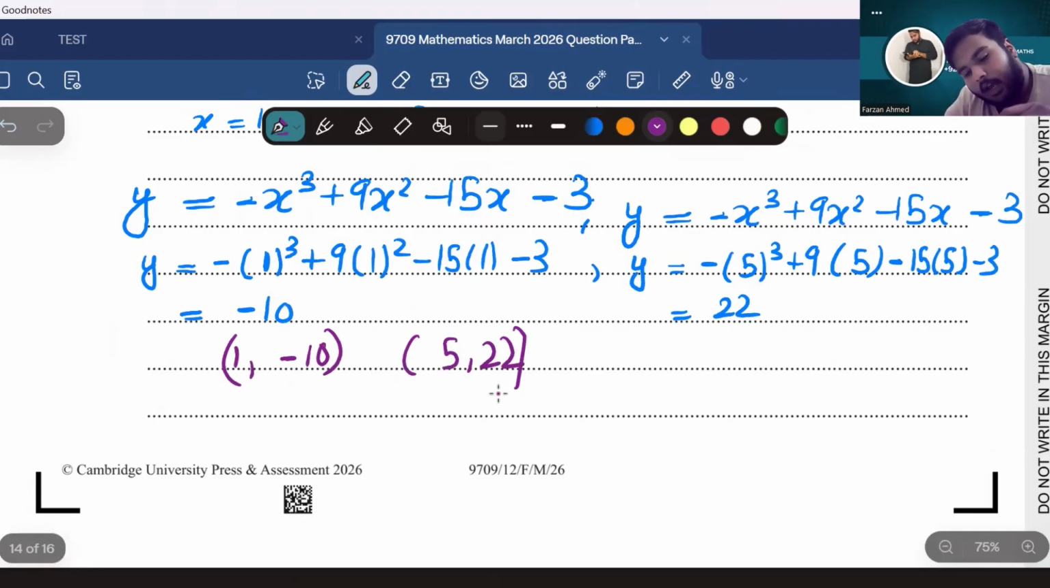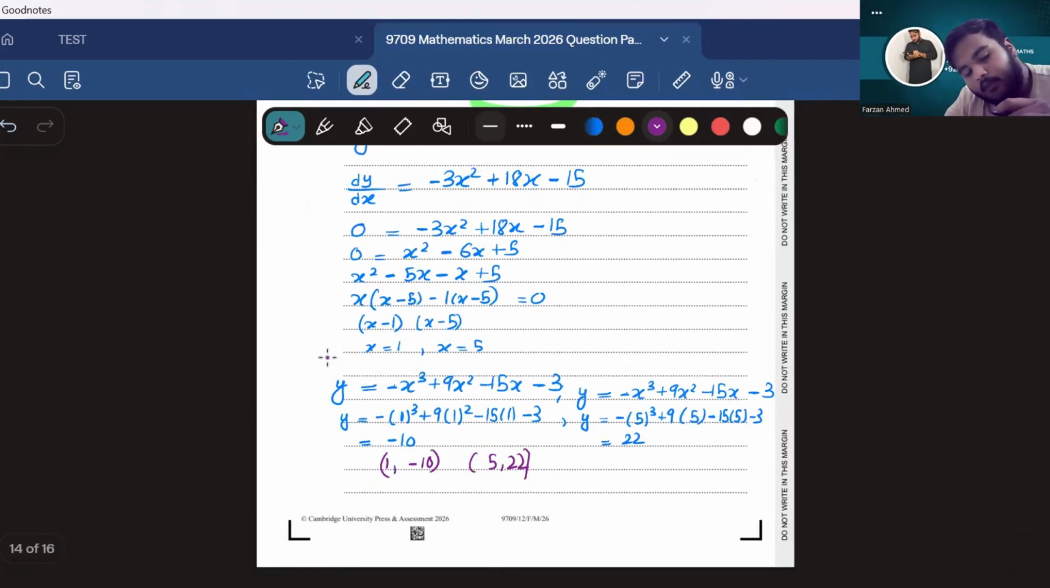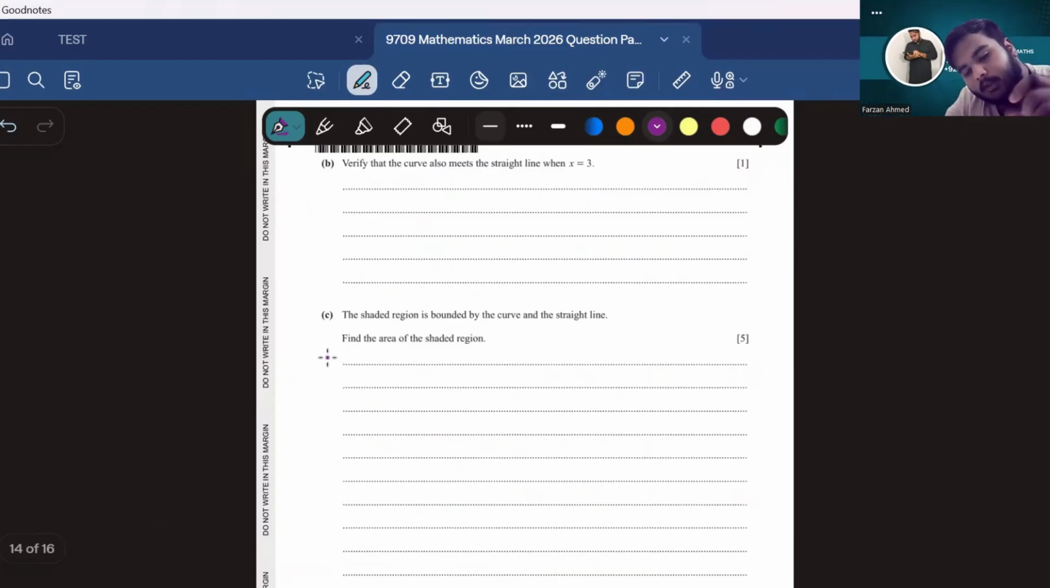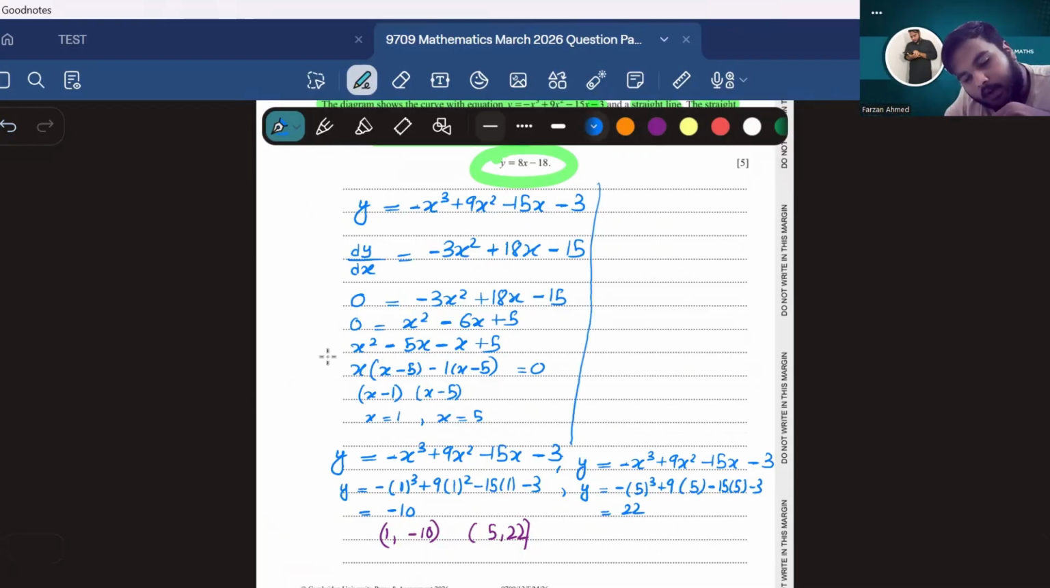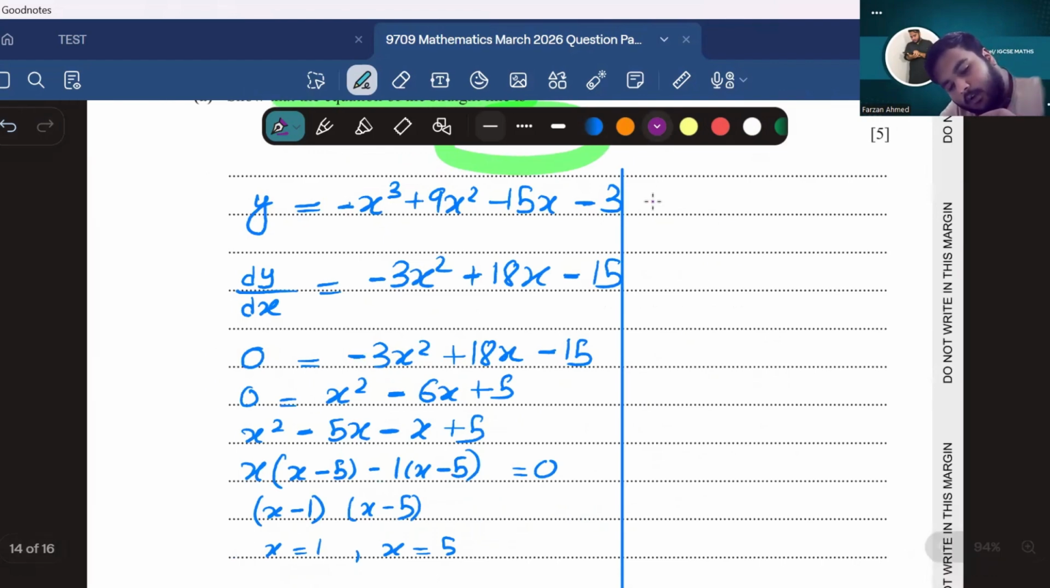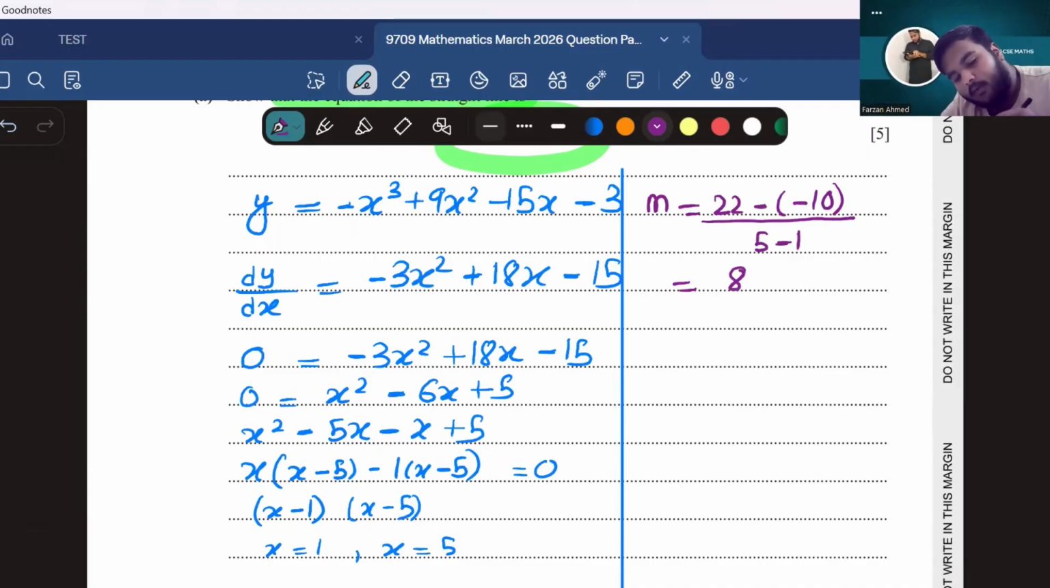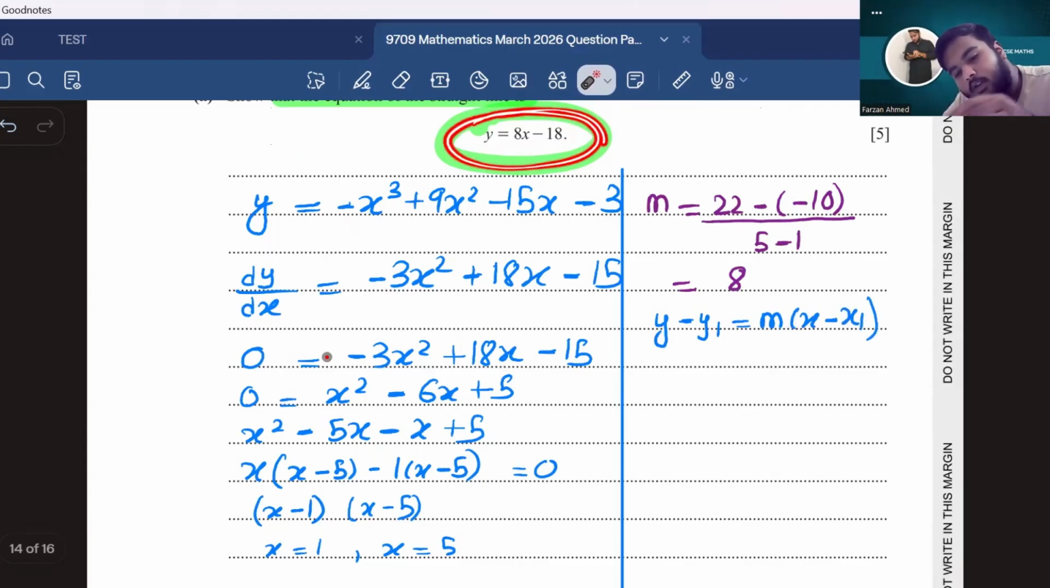Now with the help of these coordinates, we will take out the gradient. So m is equal to 22 minus minus 10 over 5 minus 1. So the answer we got is 8. Now we will use the formula y minus y1 is equal to m bracket x minus x1, to show this equation.